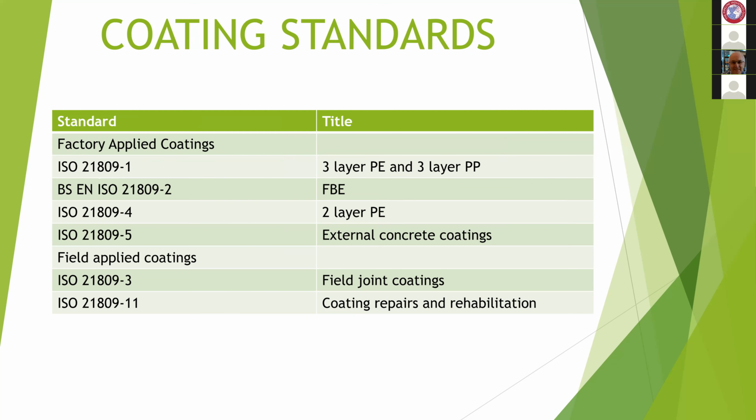So these are the standards that you need to be looking at, in my view. For the factory applied coatings, there's 21809-1. That's for 3-layer polyethylene and 3-layer polypropylene. Those are very, very strong, mechanically strong coatings. 21809-2 is for fusion bonded epoxy. 21809-4 for 2-layer polyethylene, and 21809-5 for external concrete coatings. And for the field applied coatings, we have 21809-3, which is for field joint coatings, and 21809-11 are for coating repairs and rehabilitation.